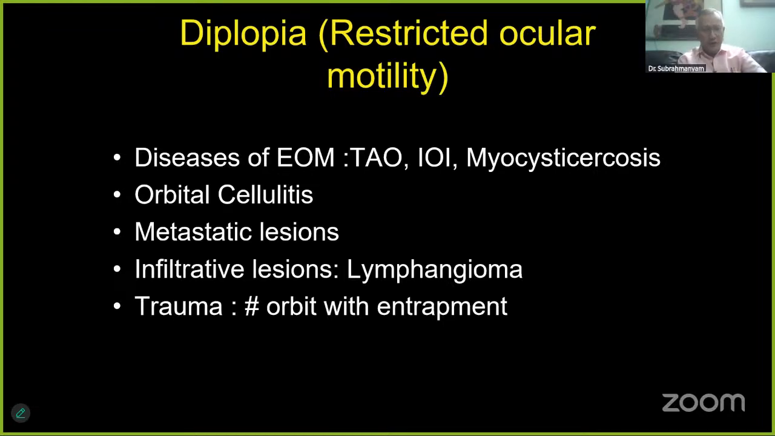Diplopia is due to restricted ocular motility. So the diseases of extraocular muscles like thyroid-associated orbitopathy, idiopathic orbital inflammatory syndrome, or myocysticercosis, there will be muscle restriction leading to diplopia. Similarly, in orbital cellulitis, metastatic lesions, infiltrative lesions like lymphangioma, or trauma leading to fracture of the orbit with entrapment of the muscle, there will be diplopia.